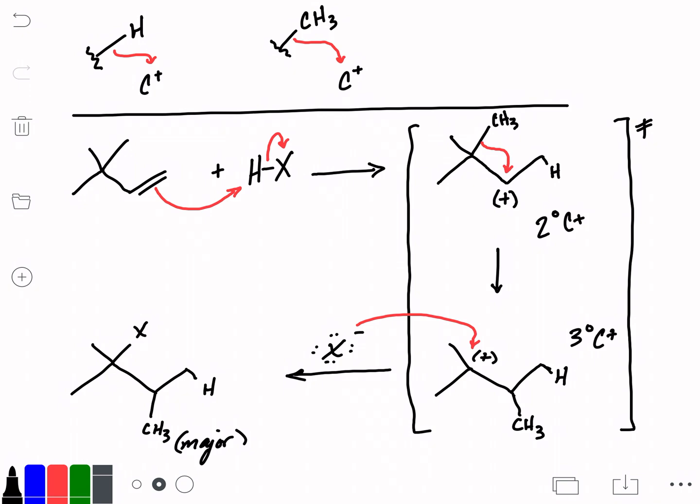The minor product would be one that we would expect without rearrangement occurring. So essentially coming from here with no rearrangement.